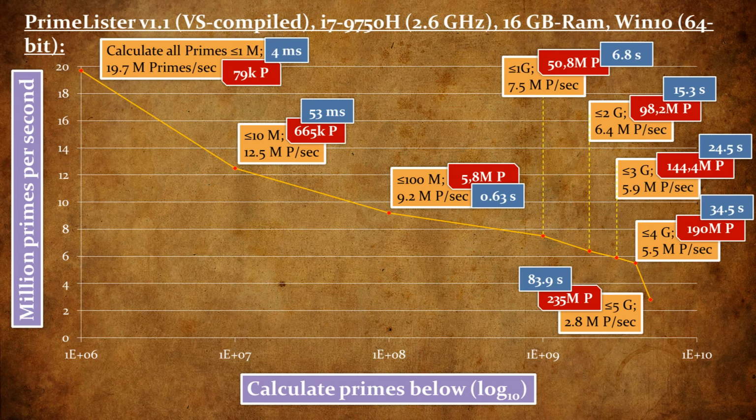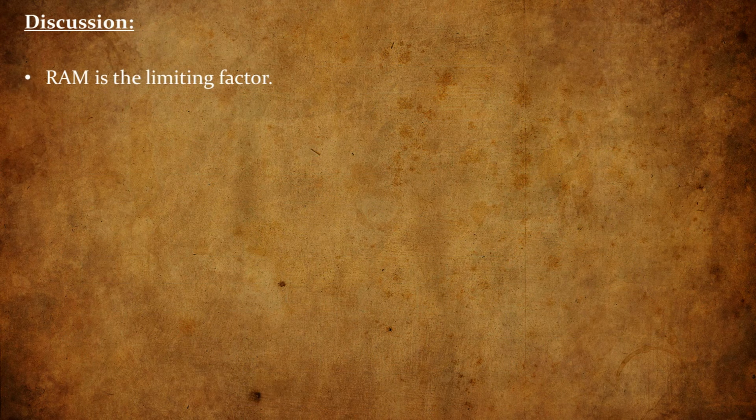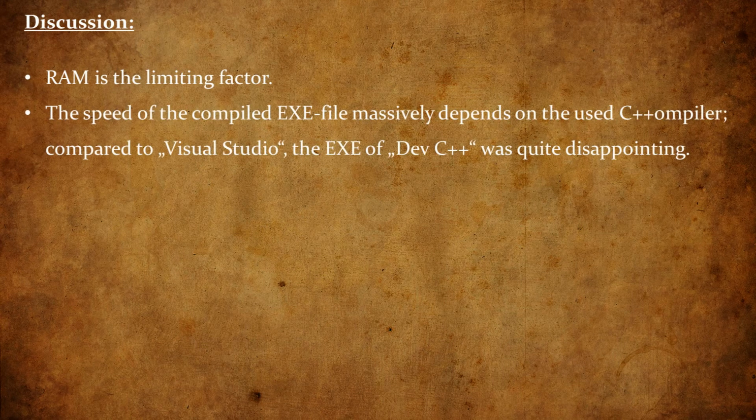The last value, compute all prime numbers that are smaller than 5 billion, was already above the absolute hardware limit of the used machine. The speed significantly decreased, maybe due to hard disk swapping. But it still worked, nothing crashed. Let's discuss this. Memory is the limiting factor of our prime generator. The speed of the compiled exe file depends massively on the used C compiler.